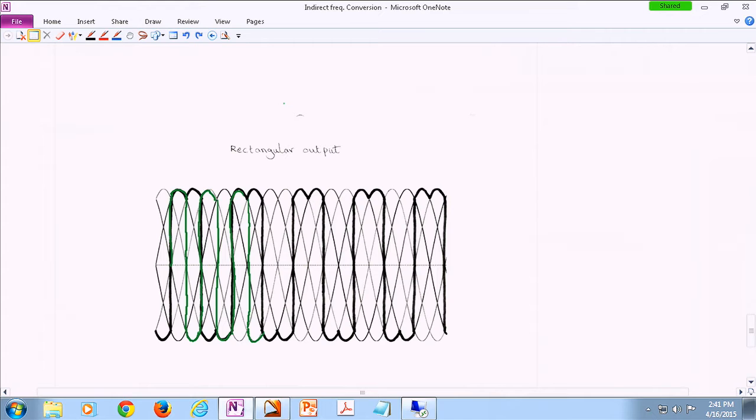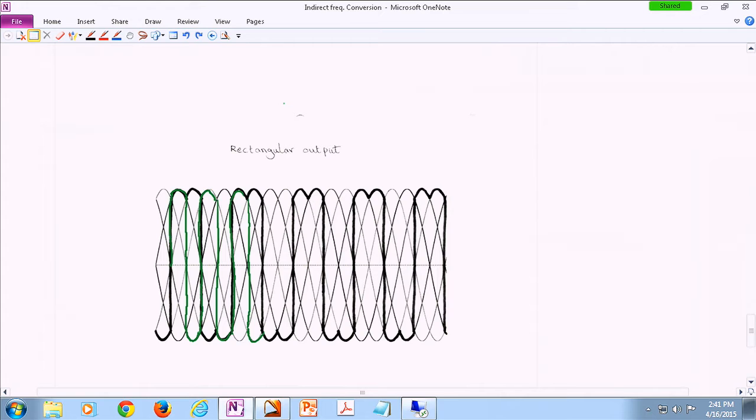Any questions? As I said, they are not very common because of their disadvantages, but every once in a while you go somewhere and say, what is this? It's the matrix converter. They're actually using it. Okay, if you don't have any questions, let's move on to a new topic.